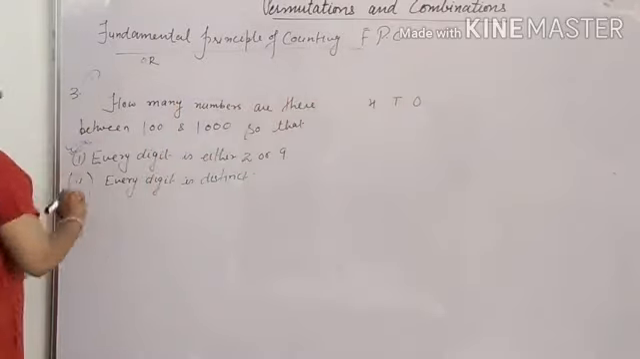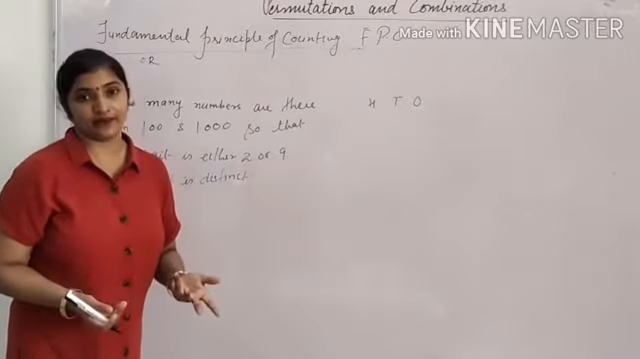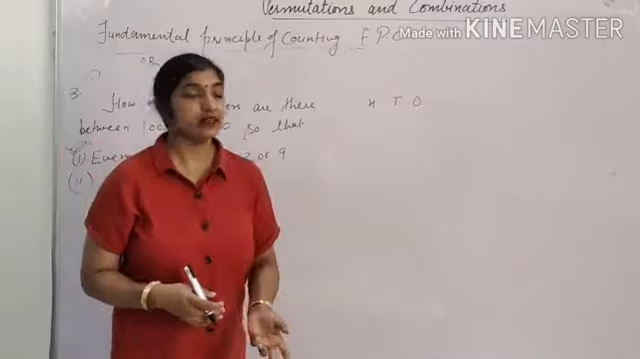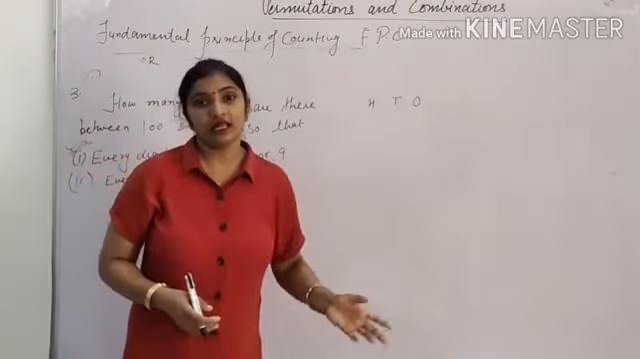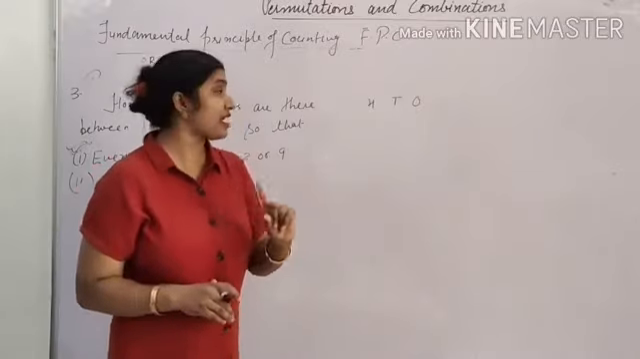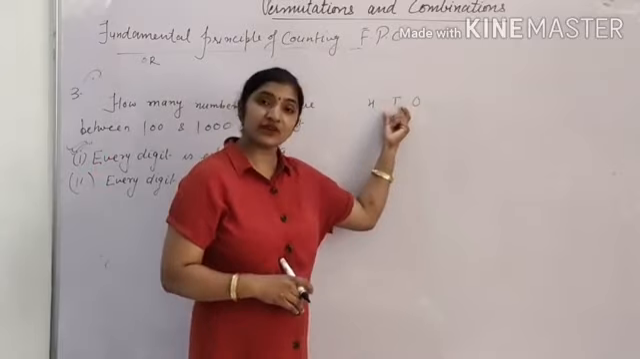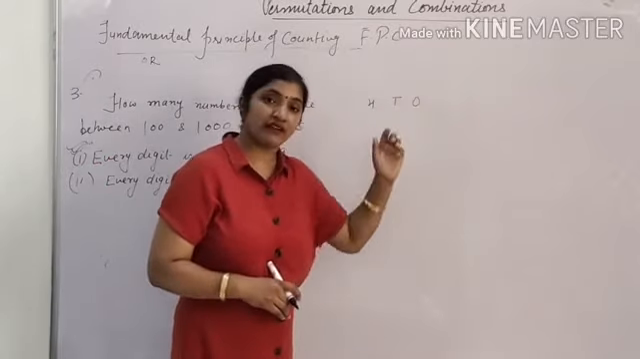So, to do the first part of this question, we have every digit is 2 or 9. So digits can be repeated: 2, 2, 2, 9, 9, 9. But every digit can be 2 or 9. So for every digit we have 2 options. For hundreds place we have 2 options. For tens place we have 2 options. For ones place we have 2 options.